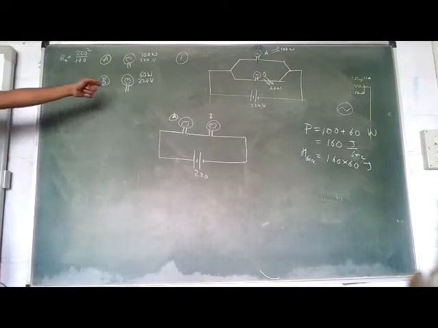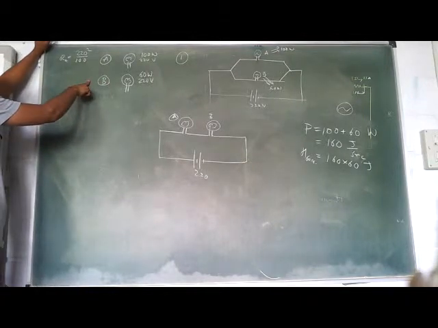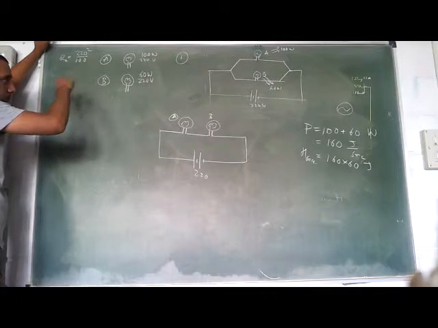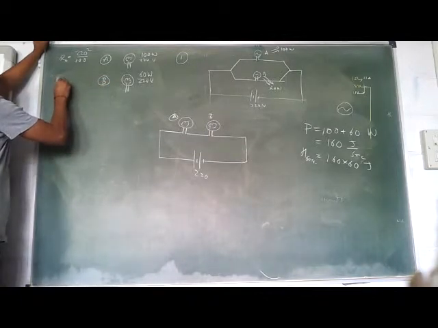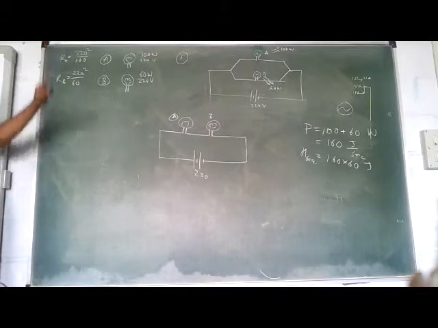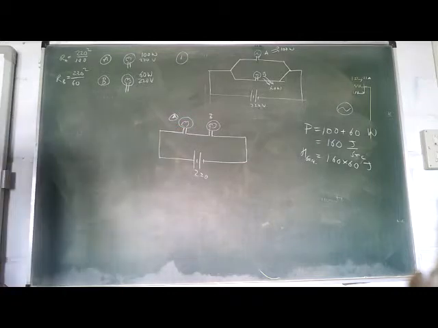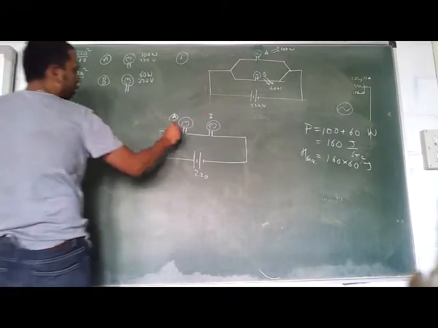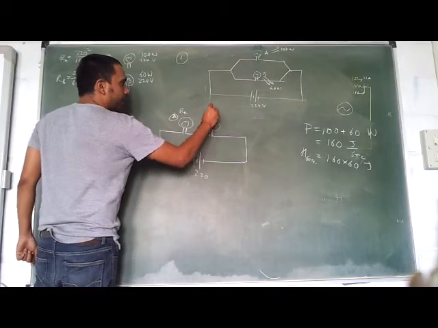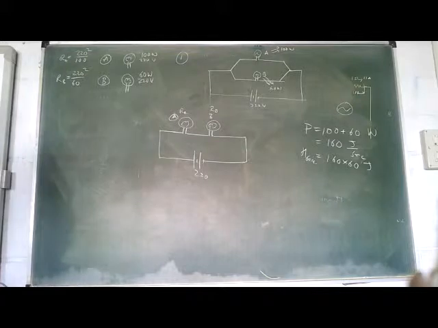Similarly, the resistance of this bulb is how much? RB is equal to 220 square by 60. Now I will do this question as simple resistance A, resistance B. So the resistance A is RA over here and resistance B is RB over here. How much current will come out? Total resistance will be RA plus RB.